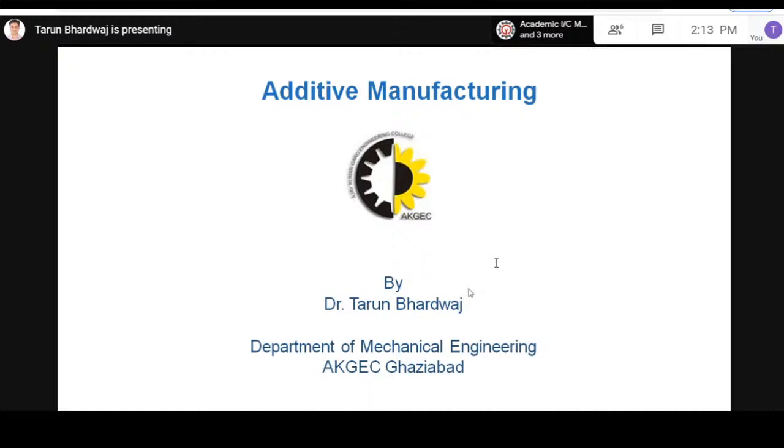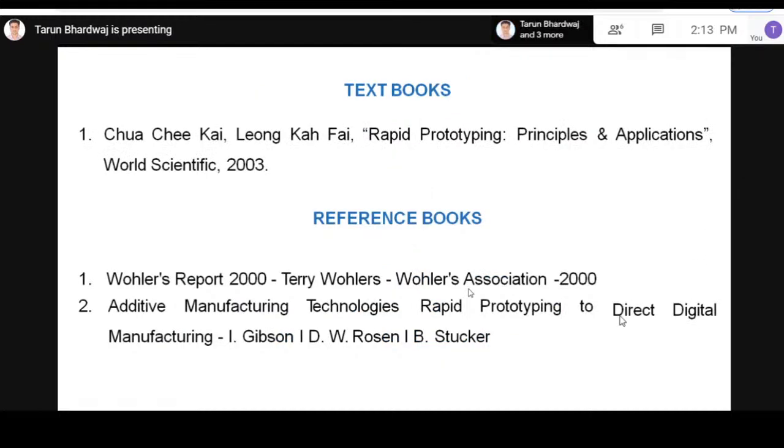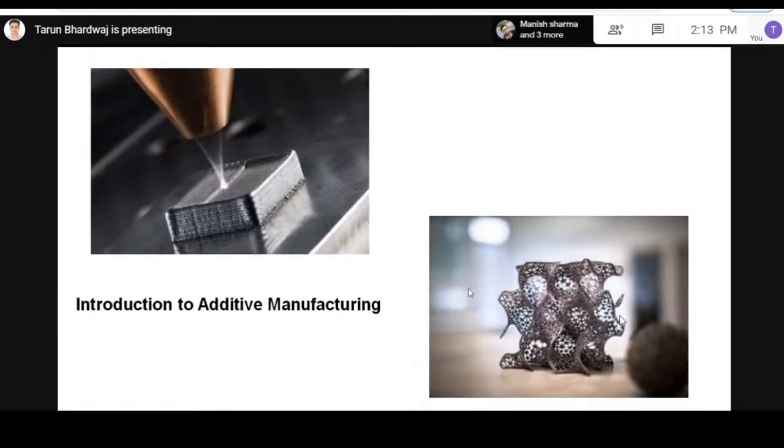As you all know about the additive manufacturing process, it is a very new and innovative manufacturing process, and hopefully it will be the future of manufacturing. And if we talk about the textbooks for the students, they belong to these particular textbooks and reference books. Now I will introduce what actually happens in the additive manufacturing process.